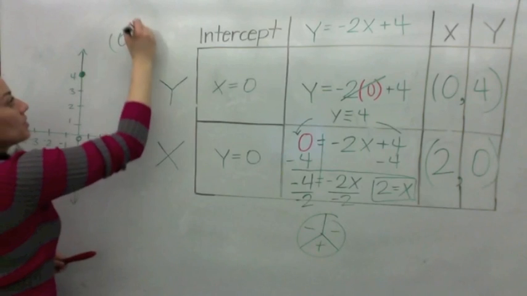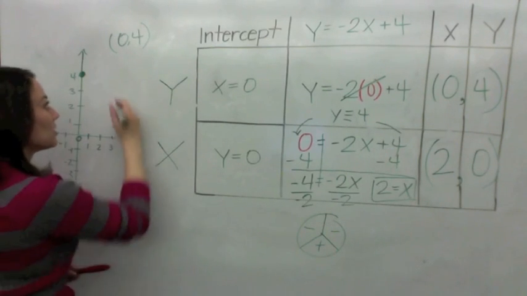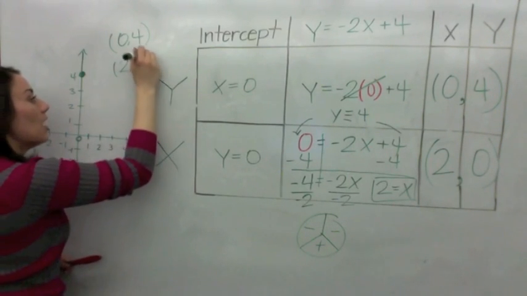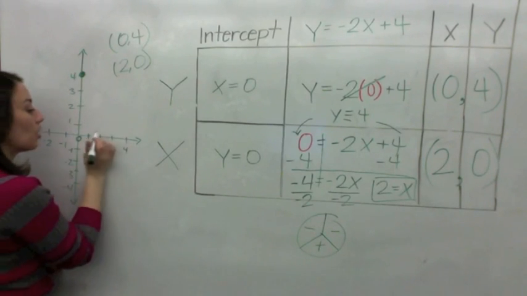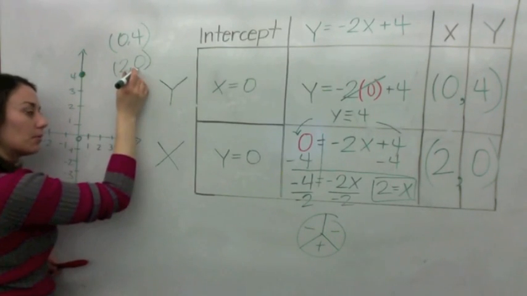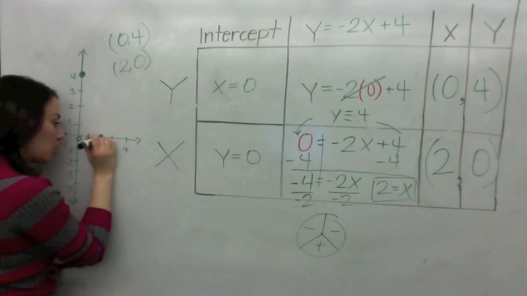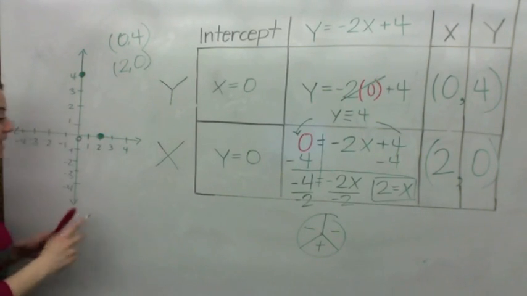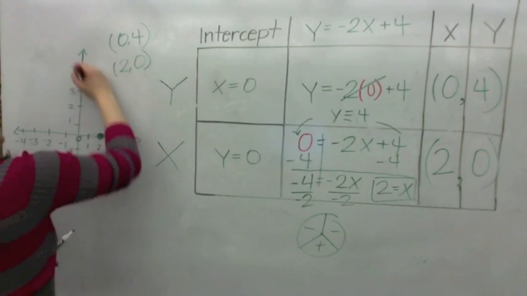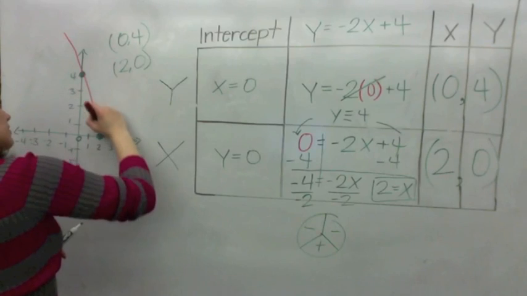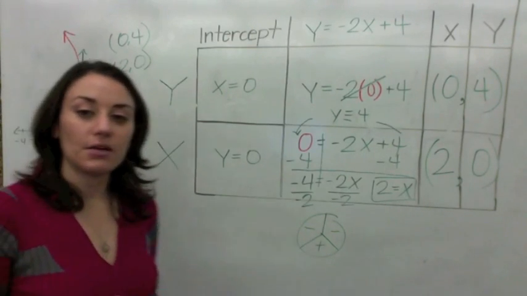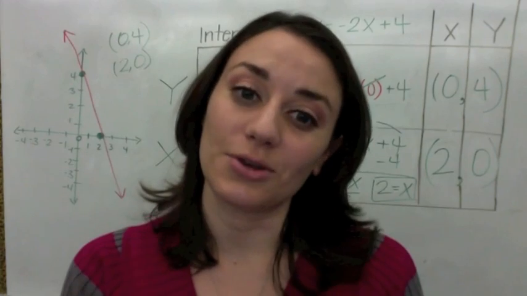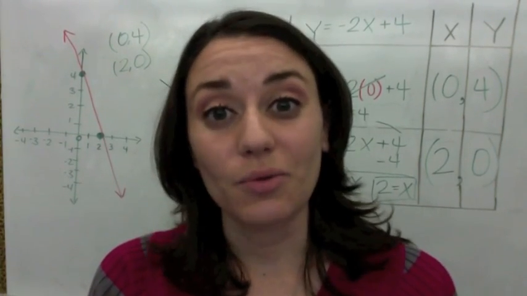Okay, your second intercept is the x-intercept. That's it, 2, 0. You're going to start on the x-axis. You're going to start with 2. Are you going to go up? You're going to stay exactly where you are. So there is the x-intercept, and your line looks like this. So that is how to graph linear equations using x and y intercepts. Tomorrow, we'll learn about slope.